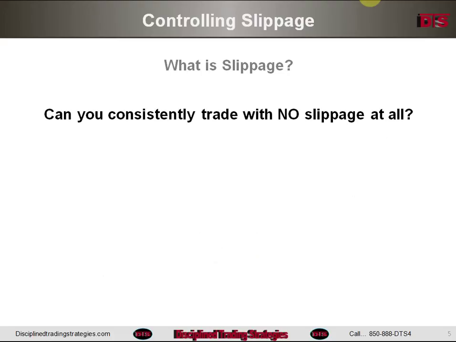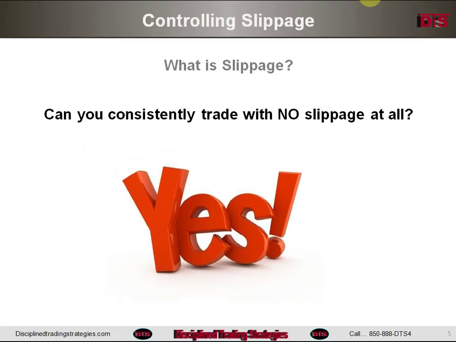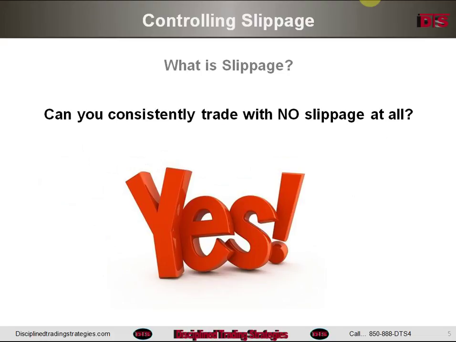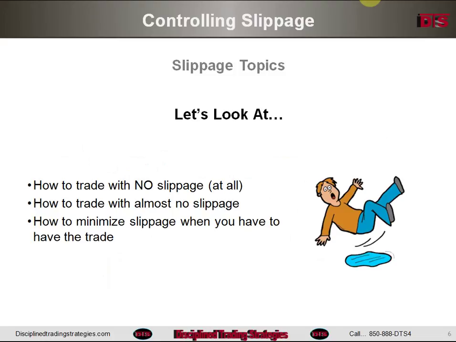Can you consistently trade with no slippage at all? The answer to that question is yes, absolutely, positively, no slippage whatsoever. There are 2 ways to do it. We're going to take a look in this video on how to trade with no slippage at all, how to trade with almost no slippage, and how to minimize slippage when you have to have the trade.